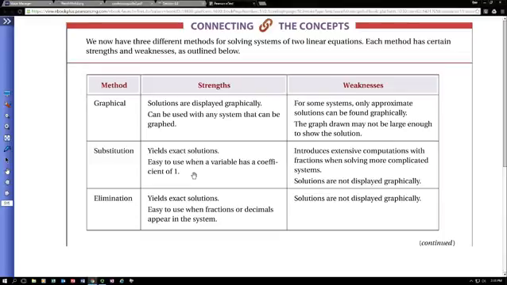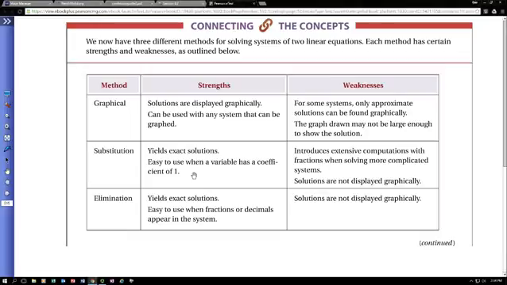The weaknesses are this, and they're both elimination and substitution can be this way. It introduces extensive computations with fractions when solving more complicated systems. And we could use some strategies to deal with that up front, but usually we don't. And the solutions are not displayed graphically. That can be a weakness because you may not understand or you might not catch.